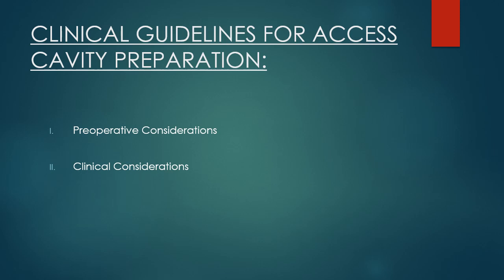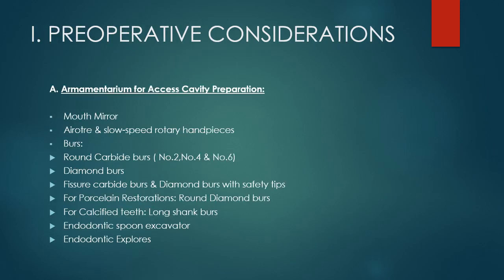Coming to the clinical guidelines which we have to follow for the access cavity preparation. This has been divided into two: pre-operative considerations and clinical considerations. Before starting the procedure, we have to arrange the instruments, right? The armamentarium. The instruments we require for the access cavity preparation are a mouth mirror, a rotor and the slow speed rotary hand pieces, and the burrs.